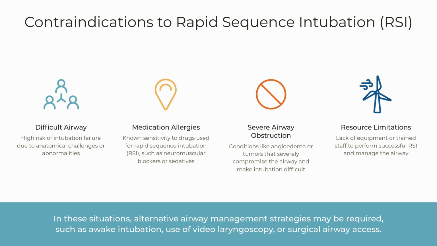Contraindications to rapid sequence intubation. Rapid sequence intubation isn't always the right choice. If we expect a difficult airway where intubation might fail, we pause and consider alternatives. Known allergies to our induction agents or paralytics are a no-go. Severe airway obstructions, like from angioedema or tumors, can complicate things too. And critically, we only proceed if we have the right equipment and a skilled team. RSI demands precision.